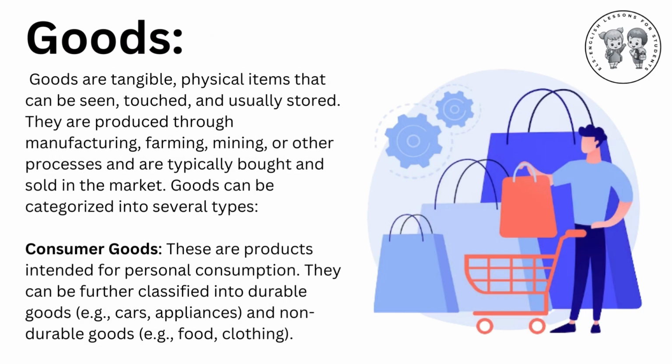They provide us with goods or services. Goods are tangible, physical items that can be seen, touched, and usually stored. They are produced through manufacturing, farming, mining, or other processes and are typically bought and sold in the market. Goods can be categorized into several types. Consumer goods. These are products intended for personal consumption. They can be further classified into durable goods, e.g., cars, appliances, and non-durable goods, e.g., food, clothing.